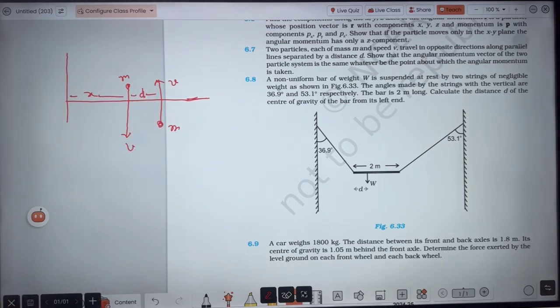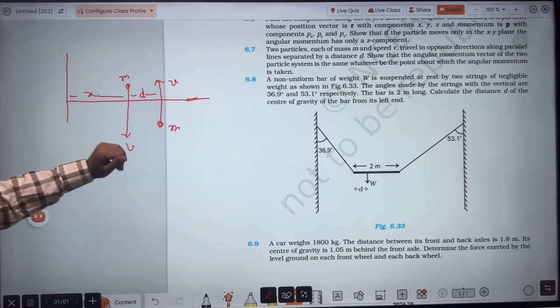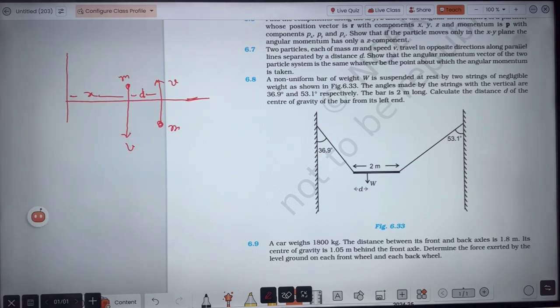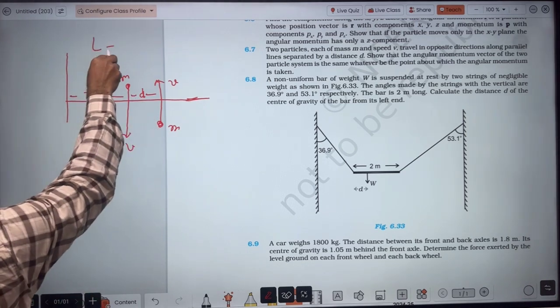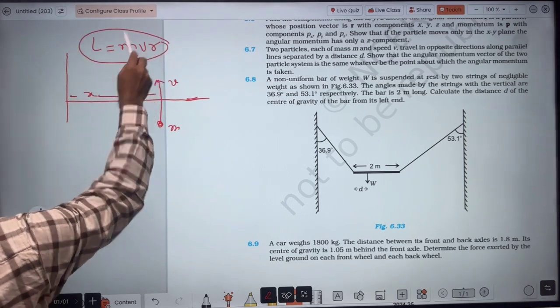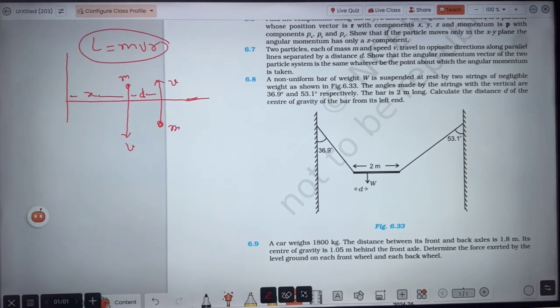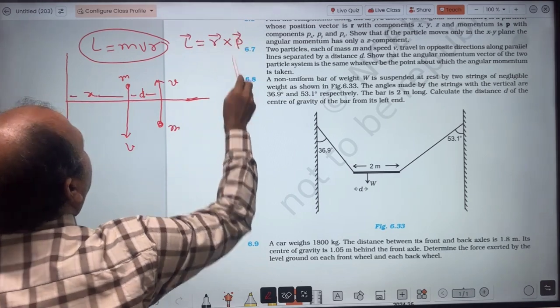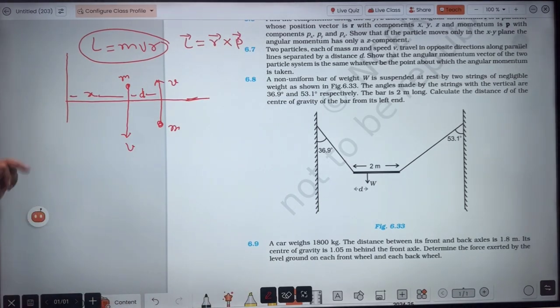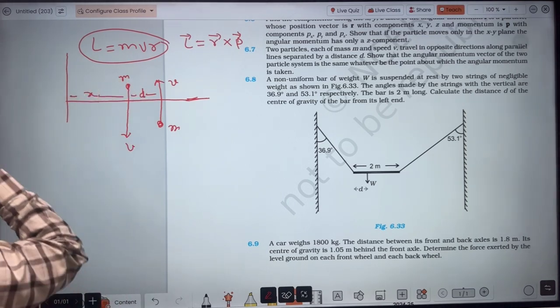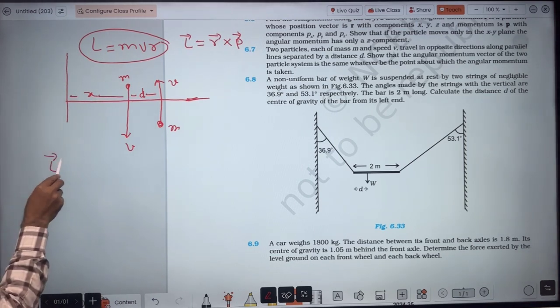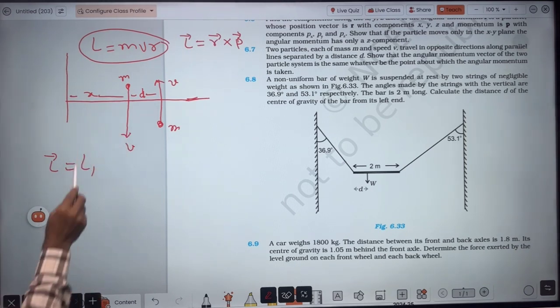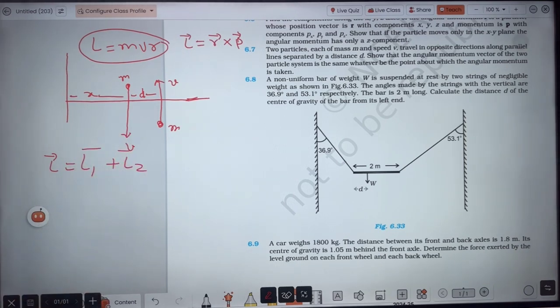Now as per the question, we have to see that the angular momentum of the system is independent of x, because this is the point about which we are taking angular momentum. So what is the formula for angular momentum? L equal to mvr, or in vector form, vector L equal to vector r cross vector p. So here, if this is the y-axis, the angular momentum L will be the angular momentum due to the first body plus that due to the second body, L1 plus L2.